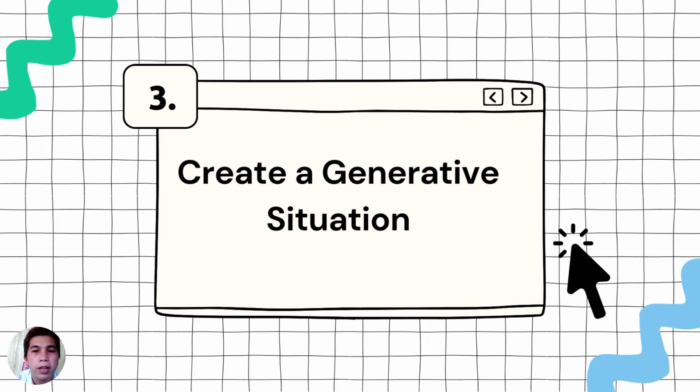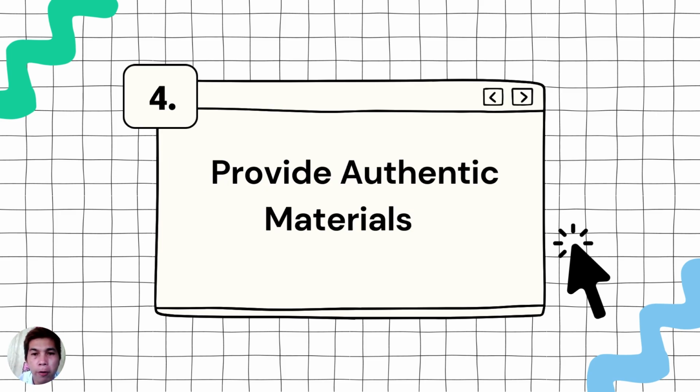For example, if you are teaching the present continuous tense, you might choose a scenario like describing what people are doing at a party. Number four, provide authentic materials. Gather authentic materials that relate to the generative situation. These materials could include photos, videos, dialogues, or written text that depict the scenario and the target grammar structures in use.